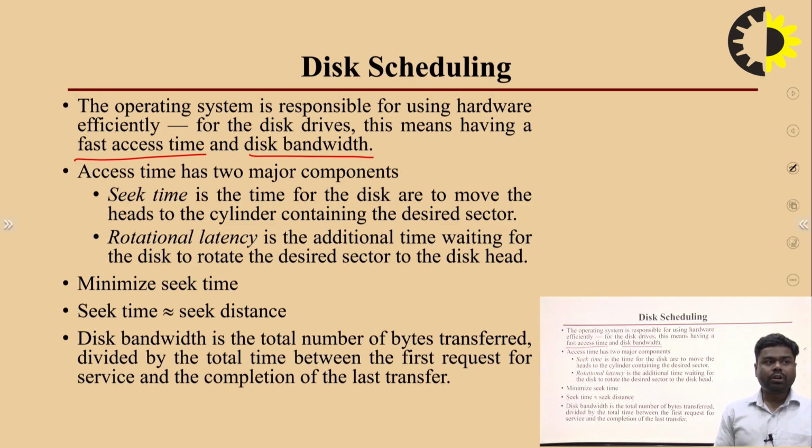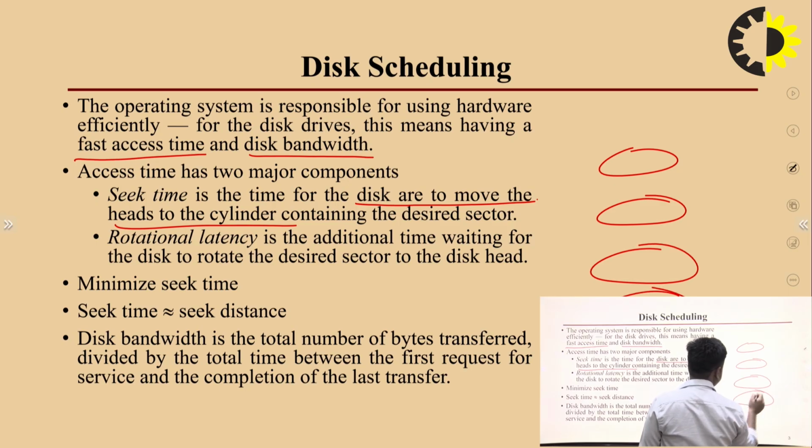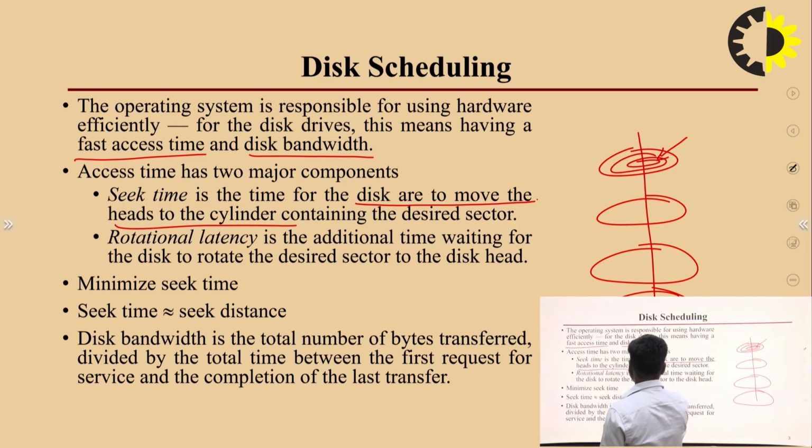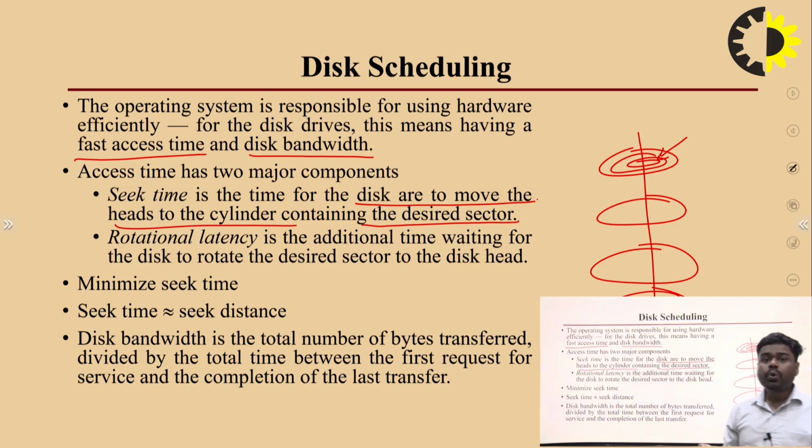Access time has two major components, that is seek time and rotational latency. So what is seek time? Seek time is the time for the disk to move the heads to the cylinder containing the desired sector. It means the time where the disk moves the heads to the cylinders containing the desired sector. The time for that is known as the seek time.